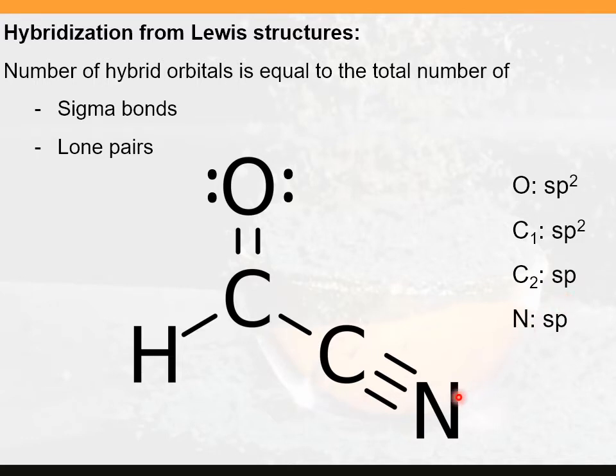When it comes to nitrogen, it is shown to make 3 bonds. To satisfy the octet rule, it needs 1 lone pair of electrons. Overall, nitrogen has 1 sigma bond, 1 lone pair, and 2 pi bonds. Therefore, 1 sigma bond and 1 lone pair make a requirement for 2 hybrid orbitals, which makes nitrogen sp hybridized as well.